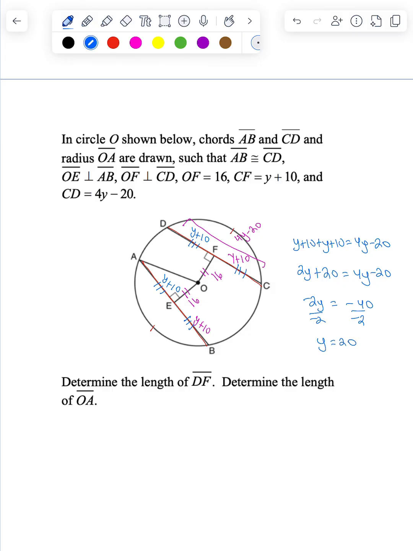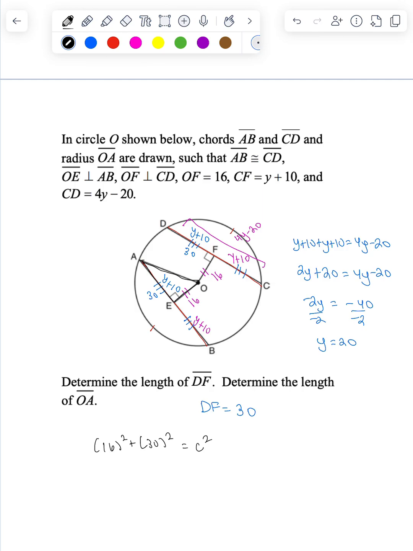So the y value here is 20. And now we can find the length of DF. I can plug in for y plus 10, which is 20 plus 10, which is 30. So DF is 30. And then let me put that in here. So AE is also 30 if DF is 30. And now we need to find the length of OA, which we can do using the Pythagorean theorem, because we now have two sides of the right triangle. We have the 30 and the 16, and we just need to find the hypotenuse. So we can do 16 squared plus 30 squared equals c squared. a squared plus b squared equals c squared.